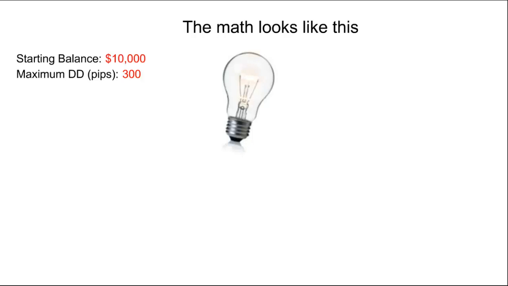pips. Okay. The number of pairs that I trade is 4, so I'm trading 4 currency pairs. And my maximum allowable drawdown is 30%. So I say I don't want to take more than a 30% drawdown. What's reasonable? If you're going to be aggressive as a trader, 30% drawdown is more than I would probably want.